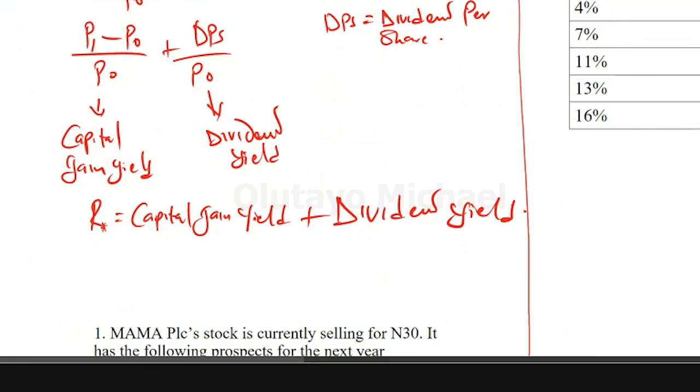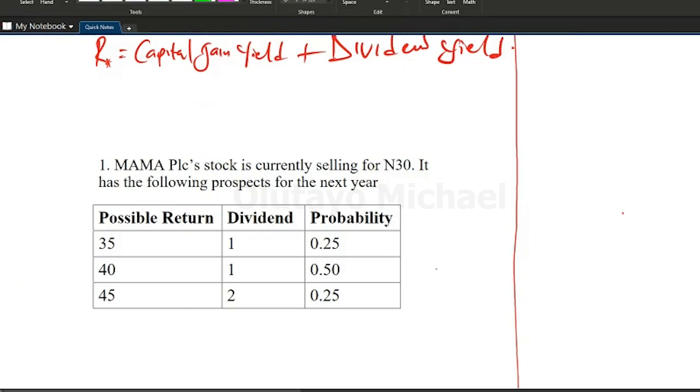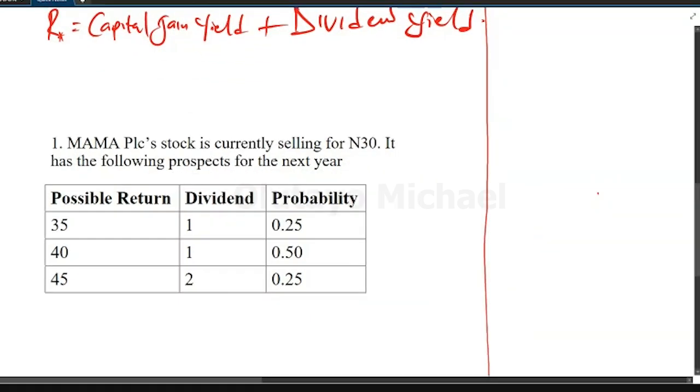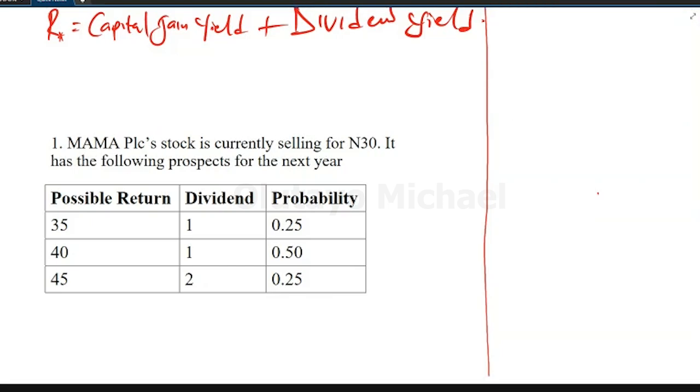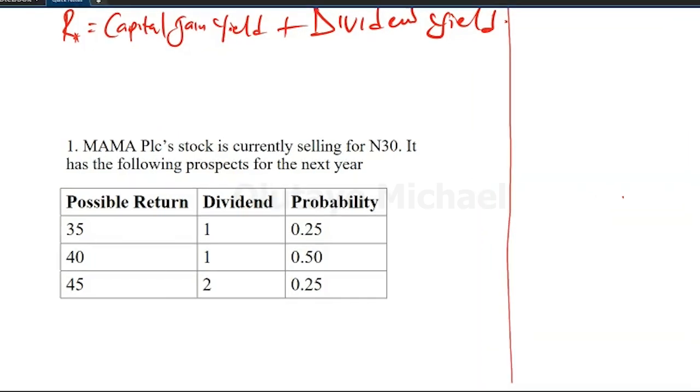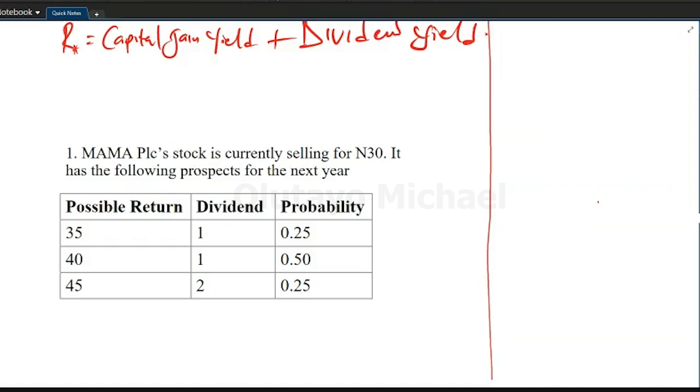All right. So, let's look at a practical question. Mama PLC's stock is currently selling for 30 naira. It has the following prospects for the next year. There is a possible price of 35 naira, 40 naira, and 45. But these returns are not certain, and that is why they are subject to probability. Apart from the increase in the price of the shares, it is also subject to payment of dividend. That means the price of the shares may go to 35 naira, 40 naira, or 45 naira.